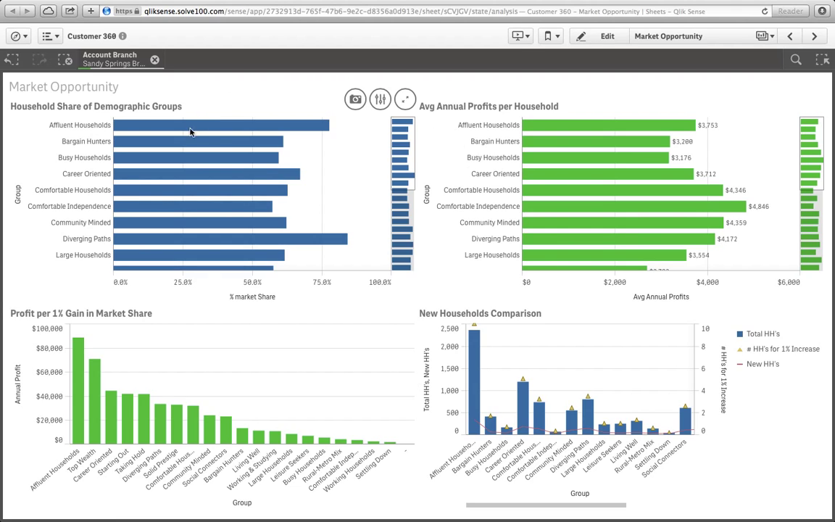So that's how we look at the marketplace, and this is how we can budget and determine how to reach our market most effectively and most impactfully.